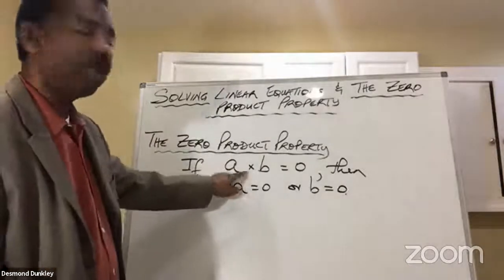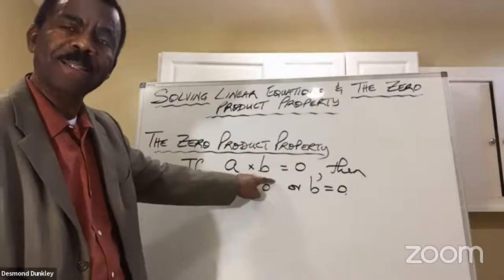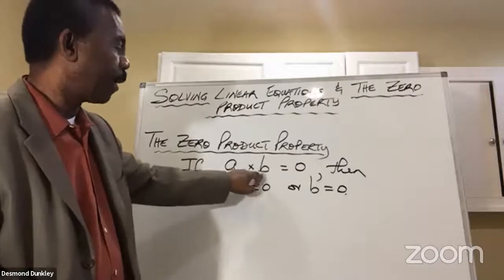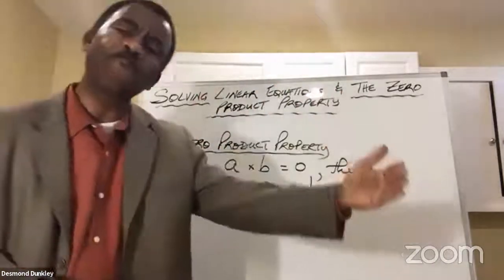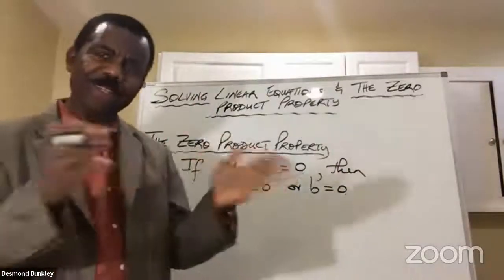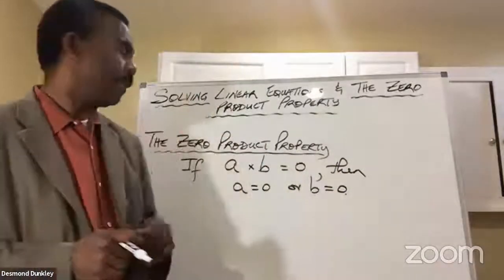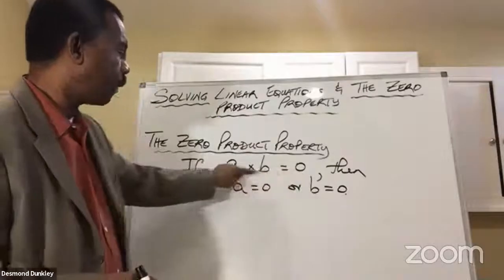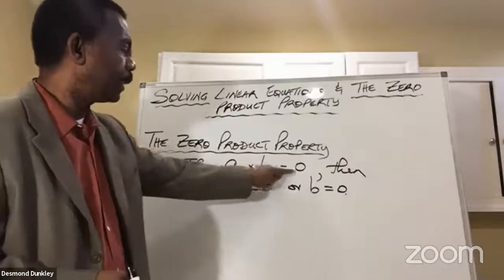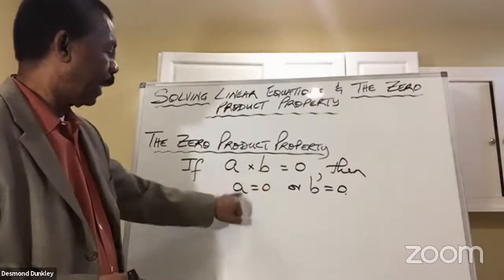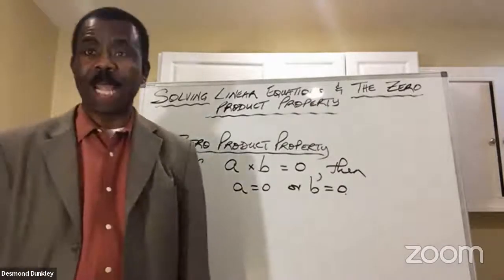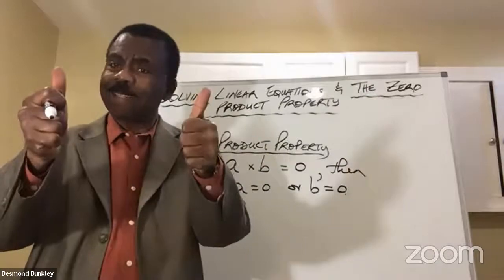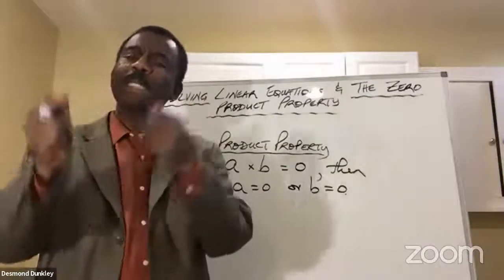Zero product. When you multiply, it's called a product. And you're saying that when you get the product and it's equal to 0, that's why it's zero product. See the connection? Zero product property. In order for this times this to be 0, then it's either A is 0 or B is 0. Got it? That's it. Let's do some examples.